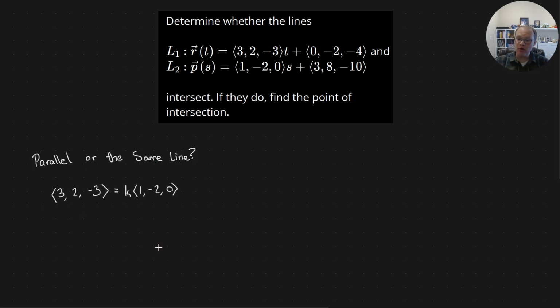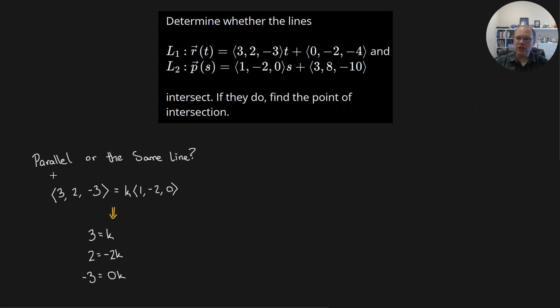Now, if I break this down component-wise, I actually get a system of equations. The first equation, first component on the left equals first component on the right. If this has a solution, I can already see k is going to have to be 3. Let's look at the second component. I get 2 on the left and negative 2k on the right. And the third component is negative 3 on the left, and on the right, it's 0k. And I could see right away, this is no solution, right?